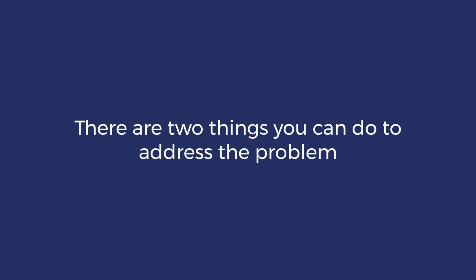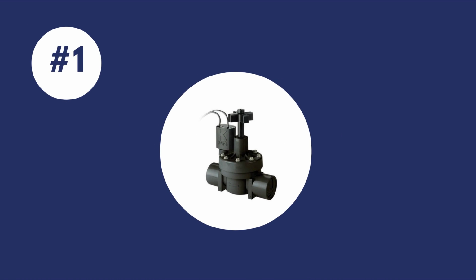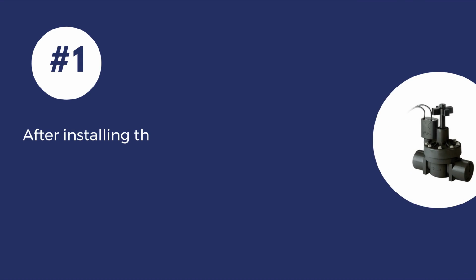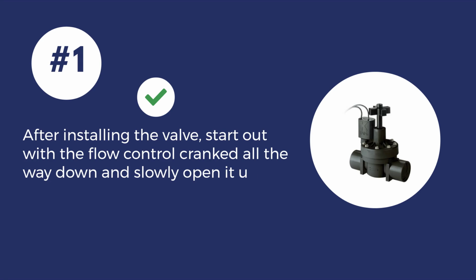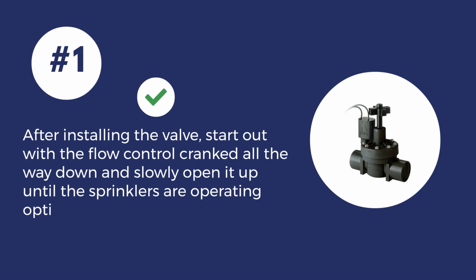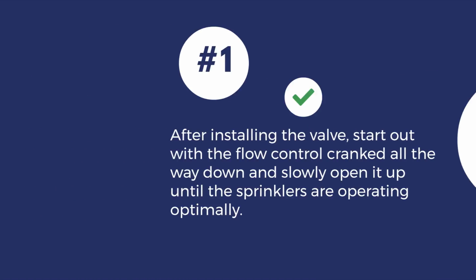There are 2 things you can do to address the problem. First, you can install a flow control valve that will allow you to regulate the flow to the line, making it low enough to prevent the water hammer from occurring, but not so low as to impede sprinkler performance while the zone is running. After installing the valve, start out with the flow control cranked all the way down and slowly open it up until the sprinklers are operating optimally.